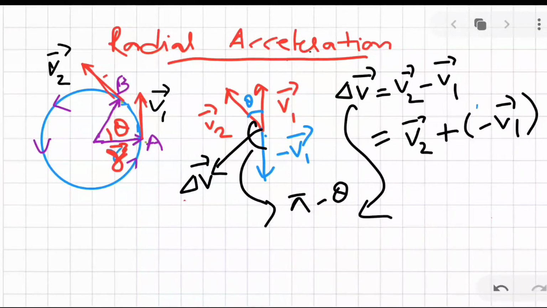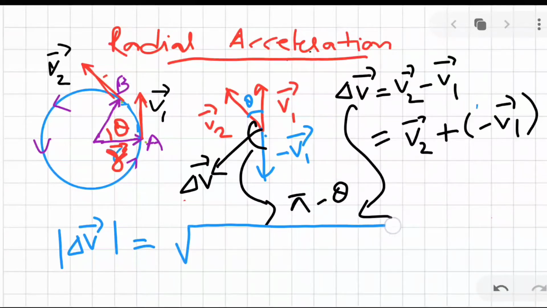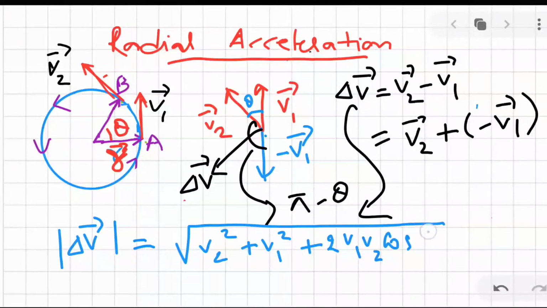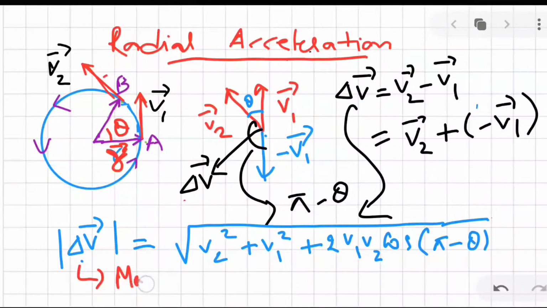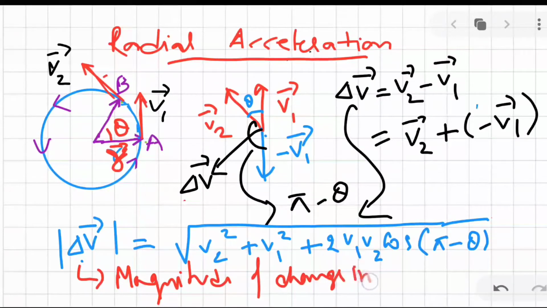Now what about the magnitude of this delta v? The magnitude will be equal to square root of v2 square plus v1 square plus twice v1 v2 cos, where the angle is pi minus theta, so cos of pi minus theta. Okay, this is the magnitude. Magnitude of delta v means magnitude of change in velocity.